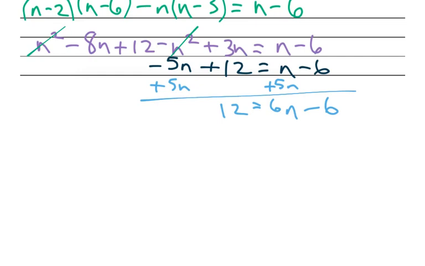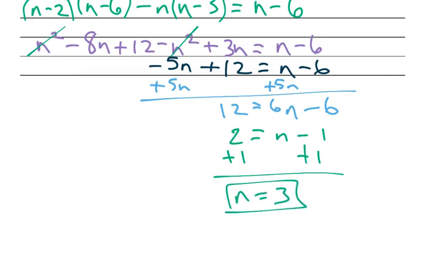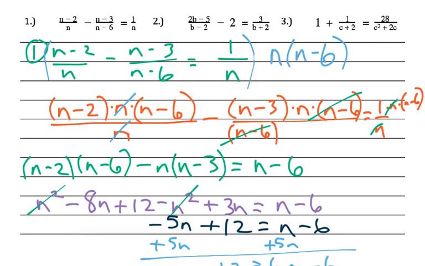You know, if you wanted, you could take a 6 of everything right now, which means it's going to be 2 equals n minus 1. And then add 1 to both sides, and you'll have n is 3. Now, here we're talking about like a two-step equation. So if you don't like what I did there, don't do it. Okay, so we got 3.